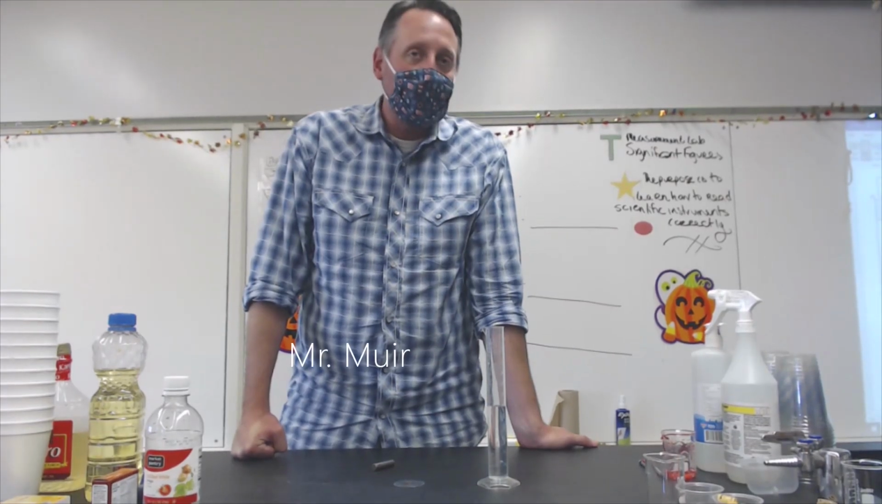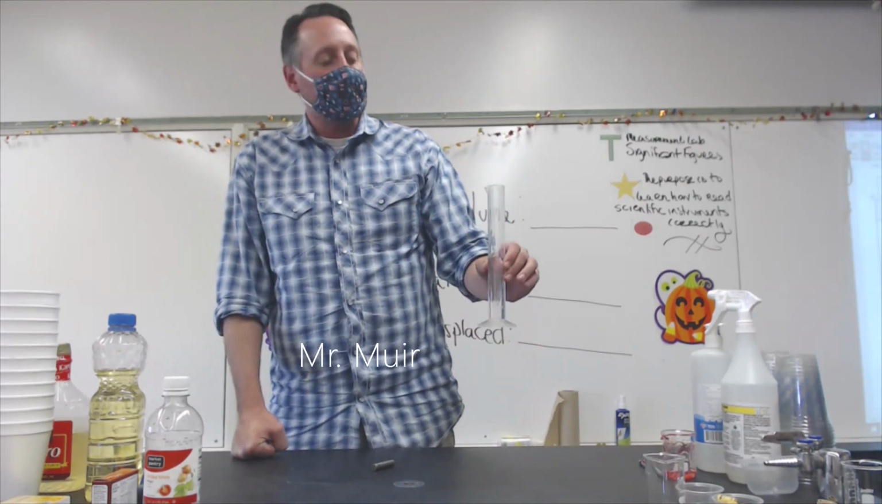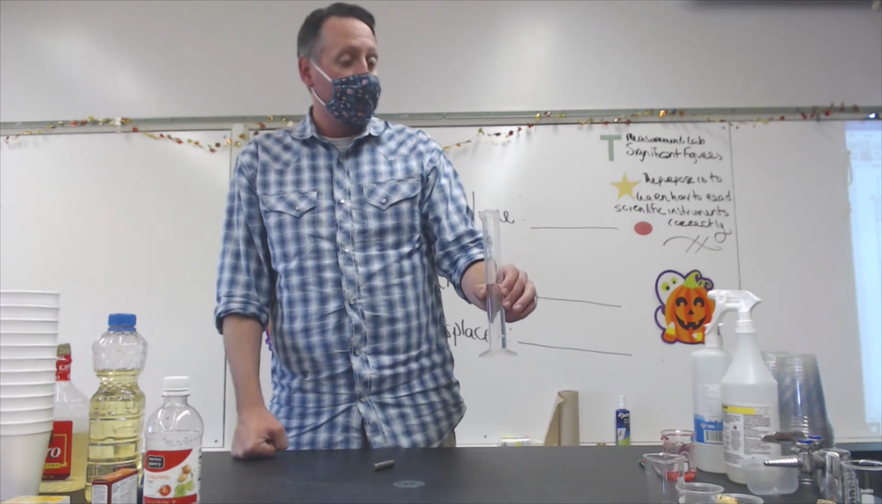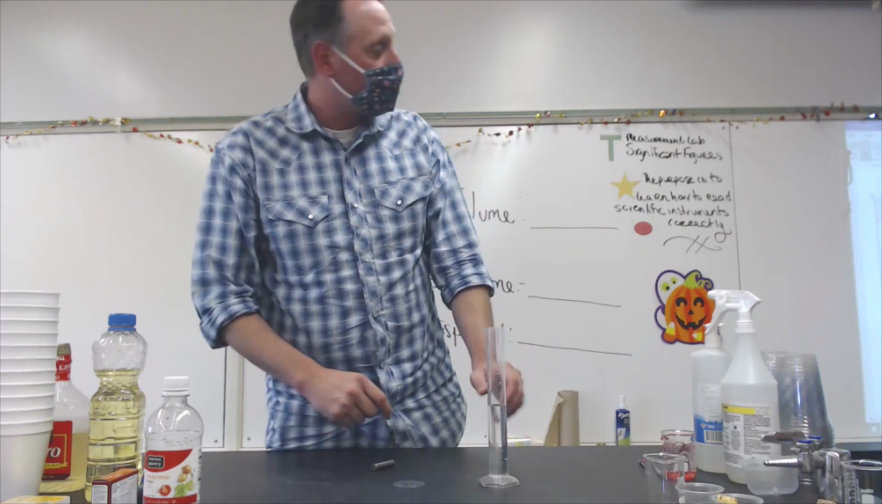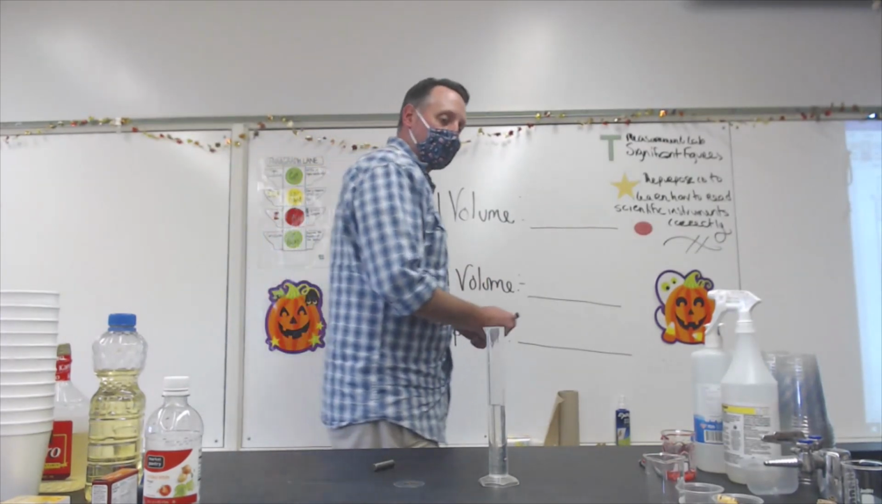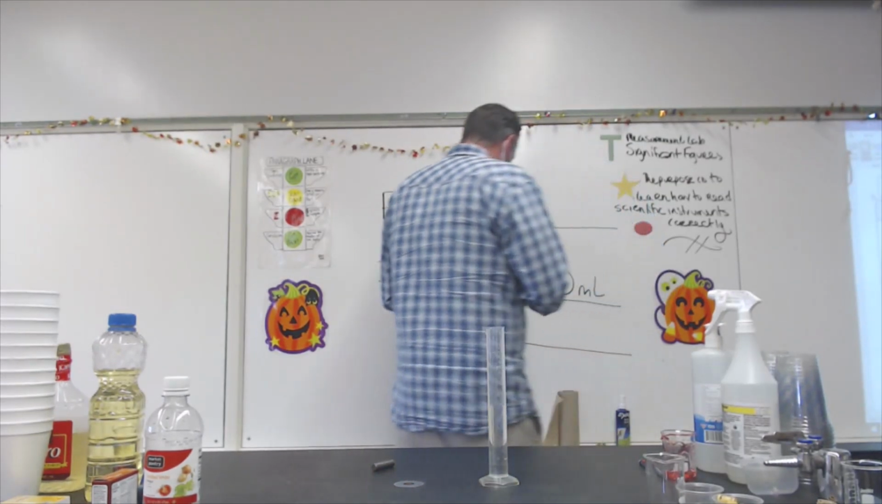So now we're going to show you how to find volume by water displacement. We're going to need a graduated cylinder, which I have here, 100 milliliter variety. I've already filled it to the 60 milliliter mark. So that is my initial volume. So I'm going to fill this right in here, initial volume, 60 milliliters.